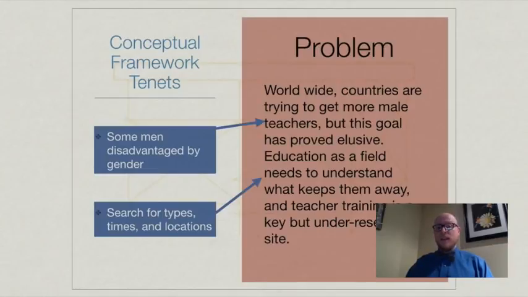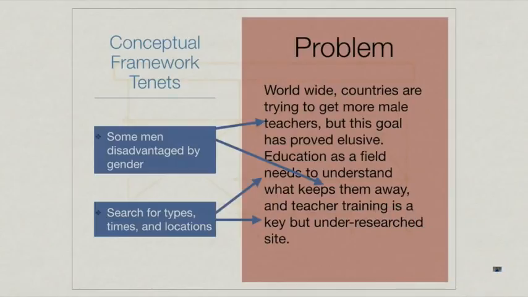That last paragraph, the conceptual framework, talks about looking at types, times, and locations. And to a certain extent, that comes from a social interactionist perspective, because if there truly is something going on in terms of social interactionism, then we would be thinking about times and locations for those interactions. One of which, of course, is teacher training. And thinking about disadvantage as male teachers being kept away from teaching.